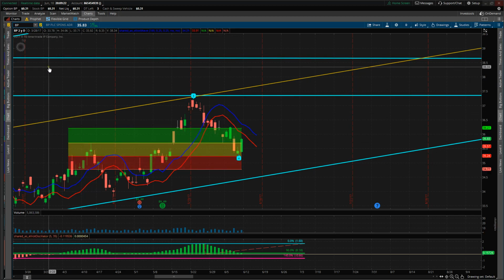So now let's look at some other stocks, maybe banking stocks. Rob, did you want to look at one in particular? GS. So let's have a look at GS.